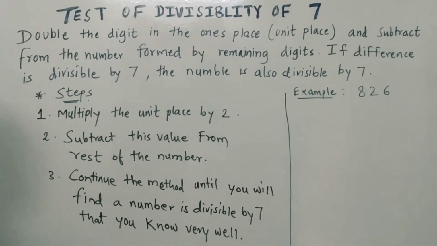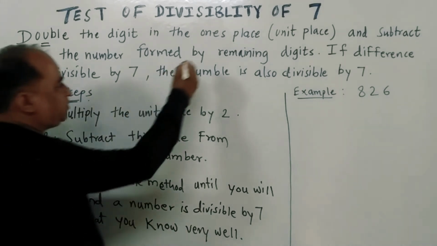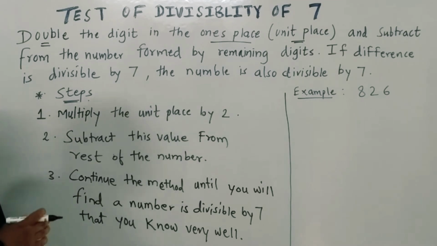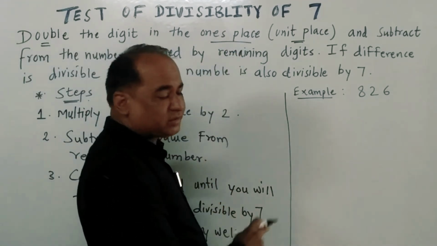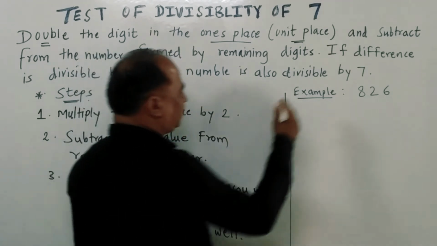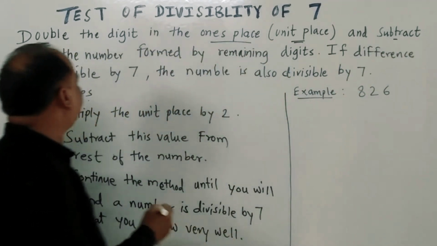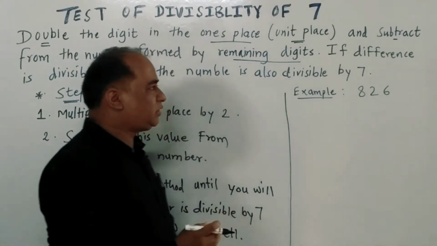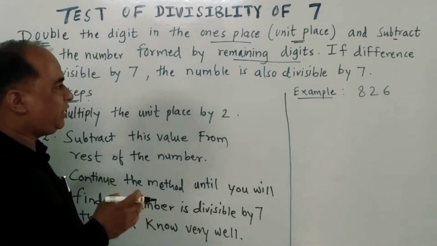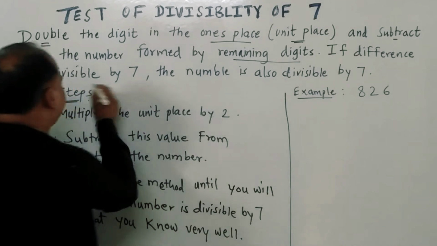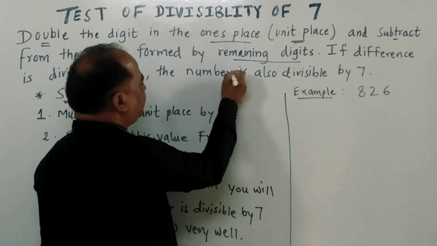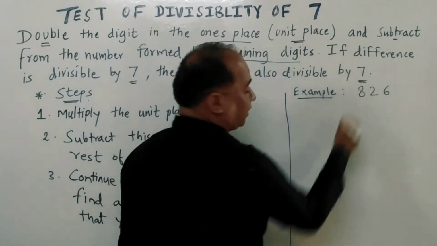The test of divisibility of 7 is: first, double the digit in the ones place or unit place of a number. Whichever digit is in the unit place, the last digit of the number, double it and subtract it from the number formed by the remaining digits. If the difference is divisible by 7, then the number is also divisible by 7.